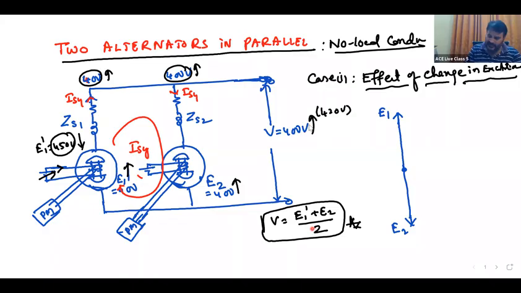But I want to maintain this voltage as 400 volts again. What to do? Tell me. This voltage is increased to 420 volts. Fine. But still I want the same voltage. Excitation of machine 1 is increased. Again, to maintain the same terminal voltage, what do you have to do? Decrease the excitation of the second machine. It is not 400, so still you have to decrease. Why? Because E1 is increased, so E2 has to be decreased to maintain the same terminal voltage.